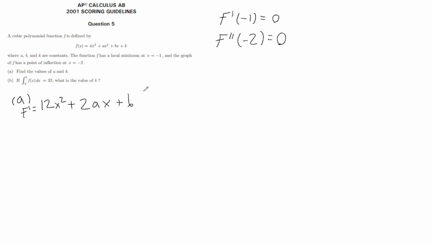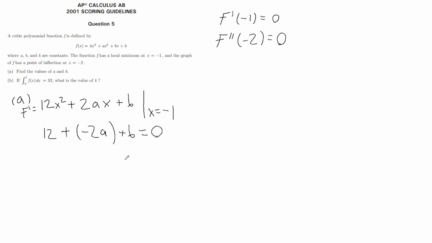Now what we're going to do is plug in x equals -1, because remember, f prime of -1 equals 0. So we're going to have 12 times -1 squared is just 1, plus -2a, because x is -1, and then plus b, and that's all going to equal 0. From here, we still have this a and this b that we have to solve, so there's nothing we can really do with this to find the value of either one of them.